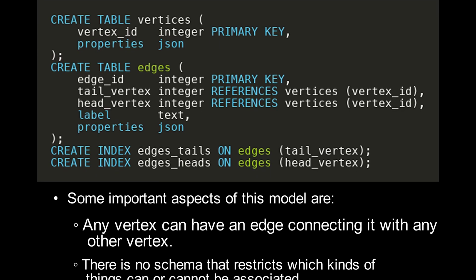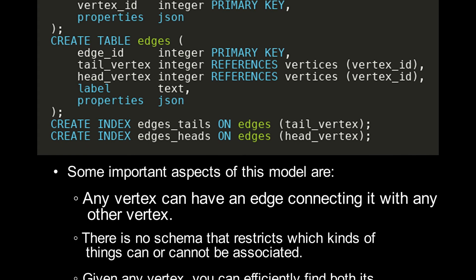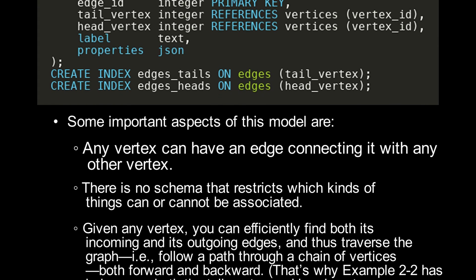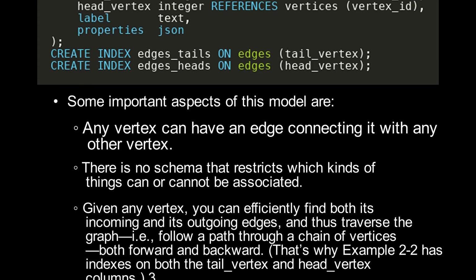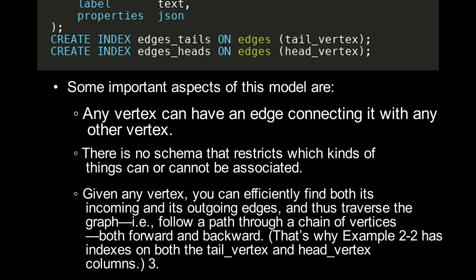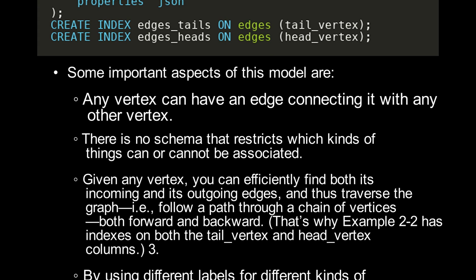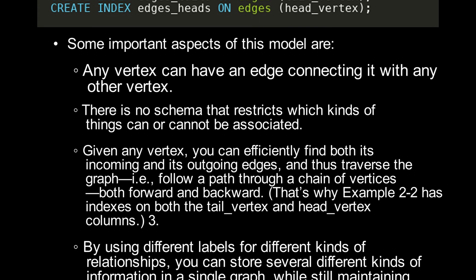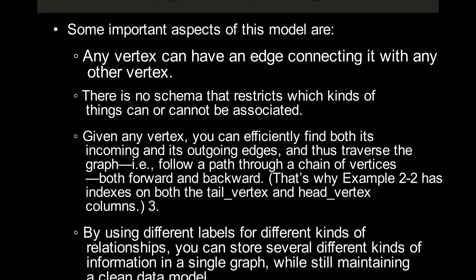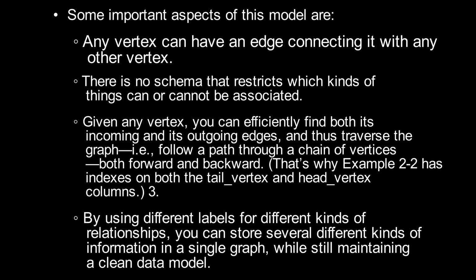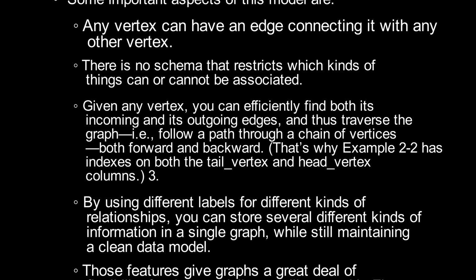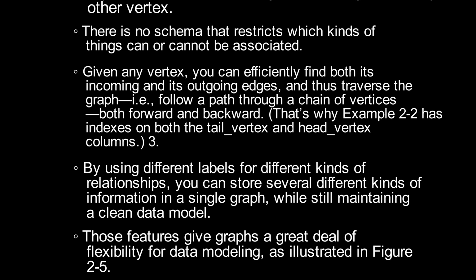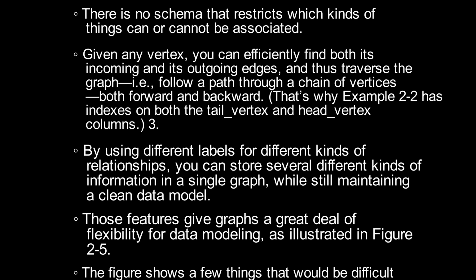Some important aspects of this model are: One, any vertex can have an edge connecting it with any other vertex. There is no schema that restricts which kinds of things can or cannot be associated. Two, given any vertex, you can efficiently find both its incoming and its outgoing edges, and thus traverse the graph, i.e. follow a path through a chain of vertices both forward and backward. That's why Example 2-2 has indexes on both the tail vertex and head vertex columns. Three, by using different labels for different kinds of relationships, you can store several different kinds of information in a single graph, while still maintaining a clean data model.